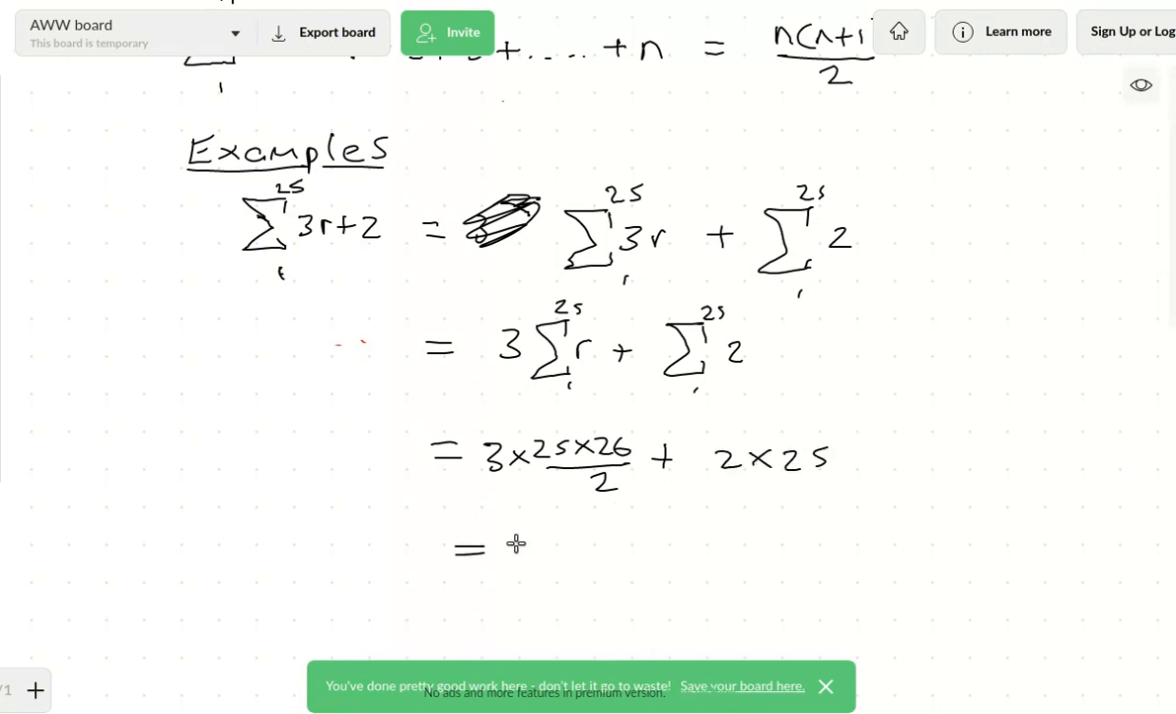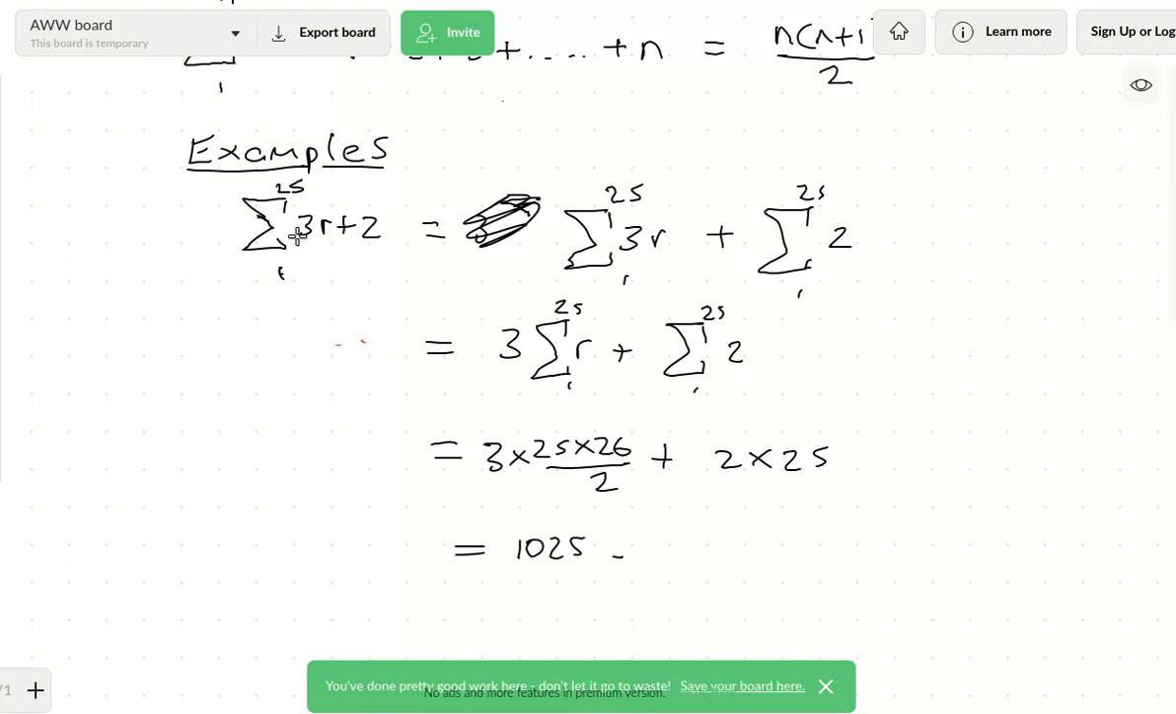I can now just work that out on my calculator, and I'm sure you'll agree it was quicker than using the sum of an arithmetic sequence formula. So 25 times 26 divided by 2 times 3 plus 50. Okay, I'm getting 1,025, yeah?